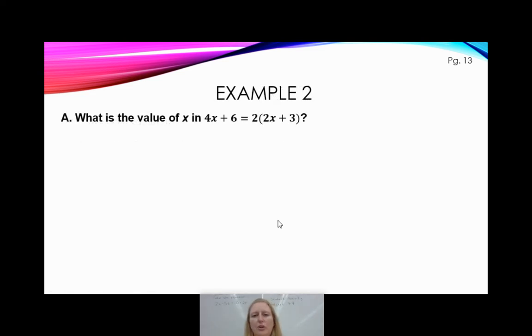I got a few more for you though, because I'm going to start throwing a few tricks your way. You guys have solved equations before. That's not new. So what happened? We have some special circumstances here.